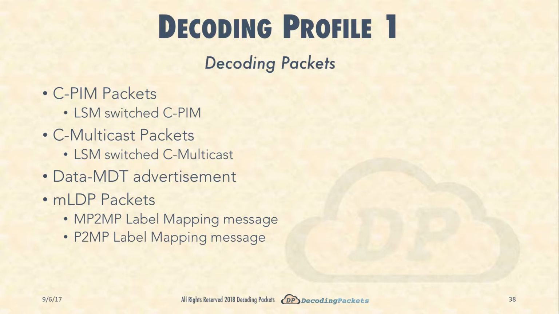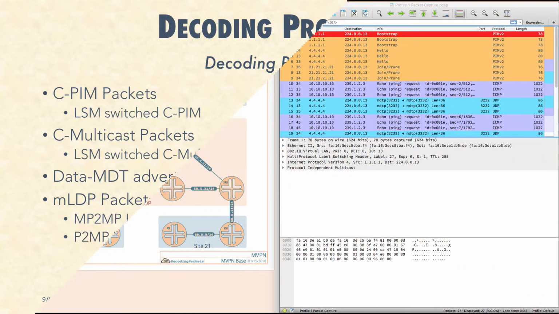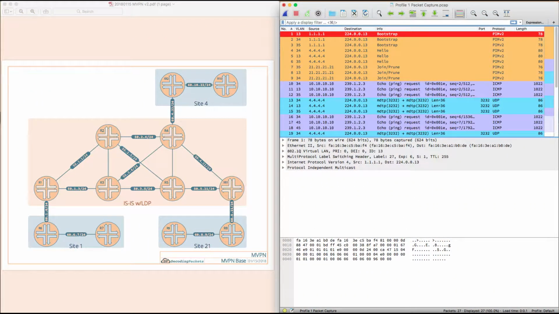So let's get into these packets. The very first thing we're going to look at are the C-PIM packets that are switched using LSM. So these are in MPLS frames, and the signaling was already done by MLDP. So let's look at this very first one. Now this is on VLAN 13. So that's the VLAN that is connected between R1 and R3. So let's go ahead and mark that on here.